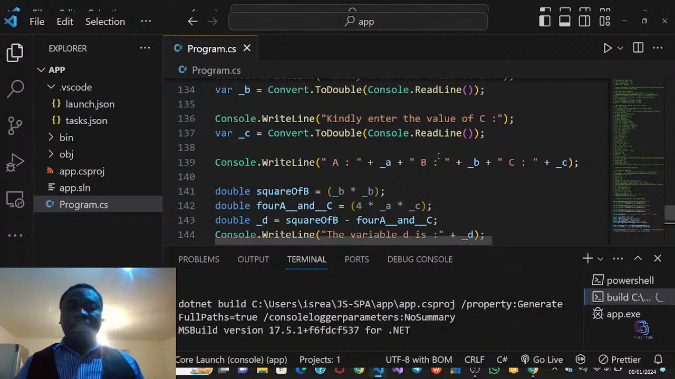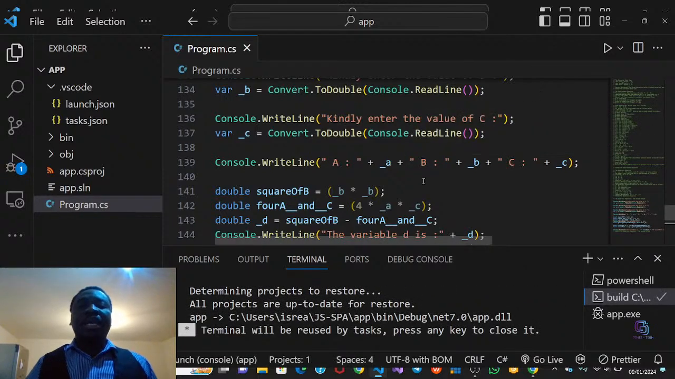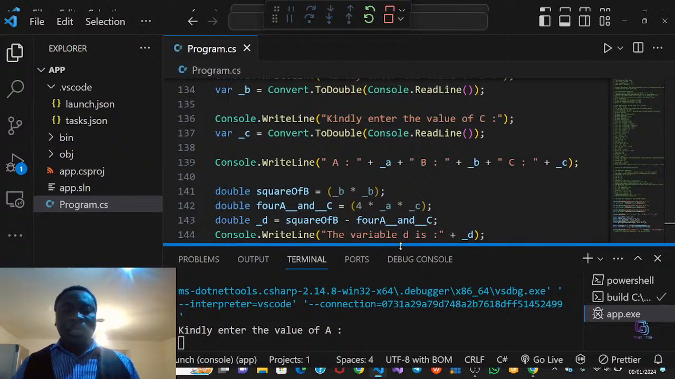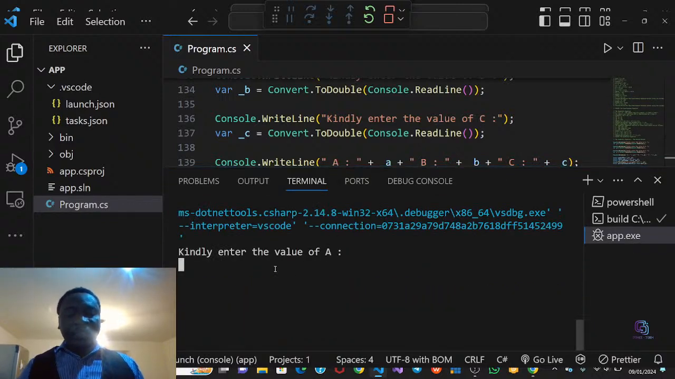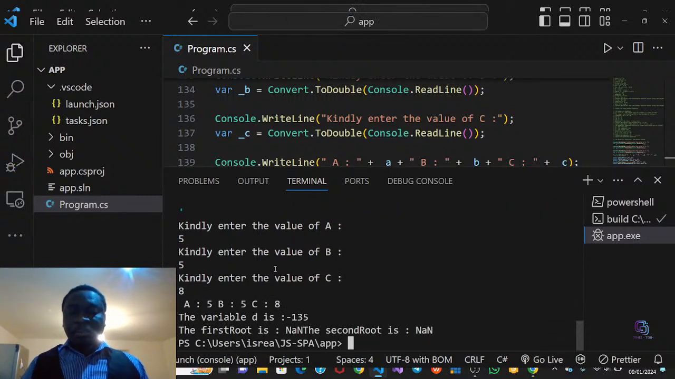So all we just have to do now is enter the three values, and once we enter them, it's going to print out the result for us. It says enter the first value. I can just enter 5, 8. We still have to check something. The first root is not a number, and the second root is not a number. Why? This is not with the formula of the quadratic equation.